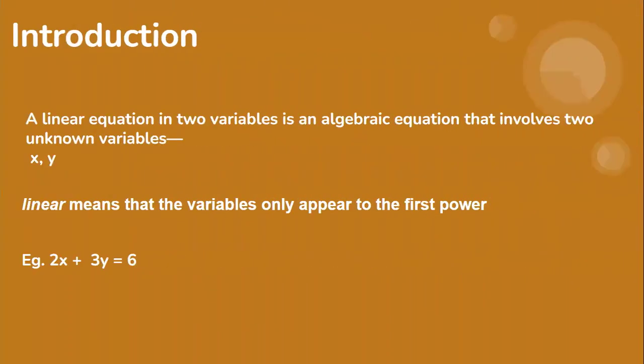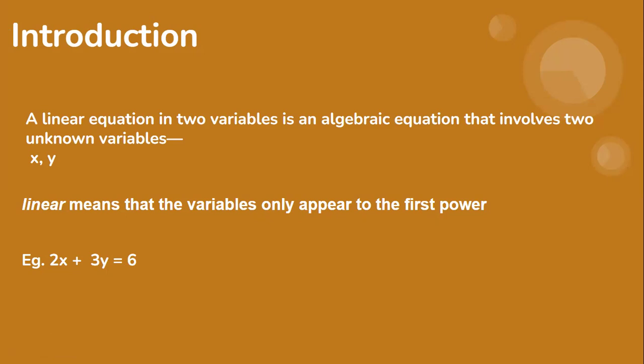So, first of all, let's talk about what we mean by linear equation in two variables. A linear equation in two variables is an algebraic equation that involves the use of two unknown variables. Usually, we use x and y to represent them. The term linear means that the variables only appear to the first power. No exponents are greater than one. This makes it easy to plot and graph, and it's the foundation of so many real world applications.